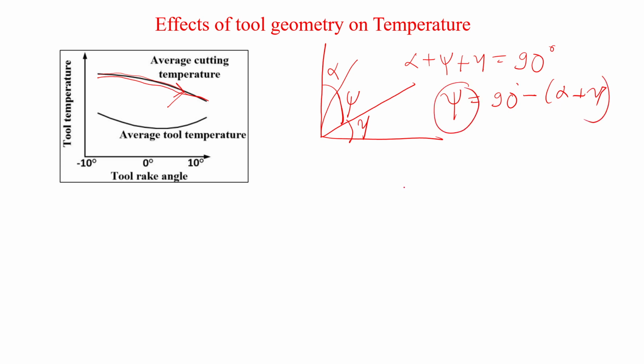So the more the psi, the more the strength of the tool. If I increase alpha more, psi will decrease, and because of this decrease in psi, the tool strength will decrease. Therefore, I cannot increase alpha beyond a particular extent. So because of this, we keep alpha optimized to some values, around 10 to 15 degrees. Okay, fine.